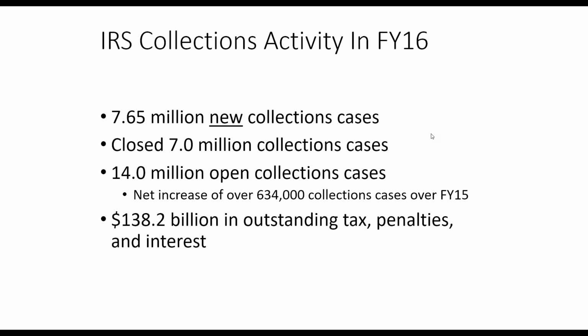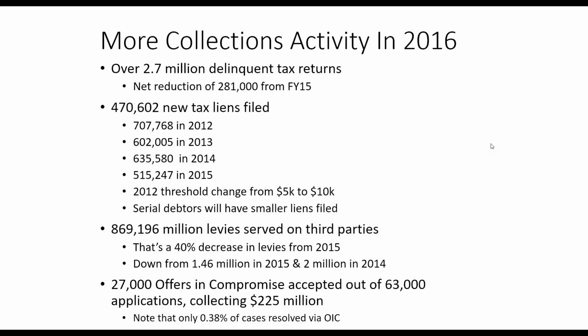So we started fiscal year 2017 with 14 million open IRS collections cases, a net increase of over 634,000 cases over the previous year. Now, don't forget, this is not the tax gap, which is an estimate of underreporting. Nay, nay. This is actually representing assessed tax, penalties and interest. So assessments that have already been made, and currently over $138 billion outstanding. And for reference, that is twice the annual budget of the U.S. Department of Education.